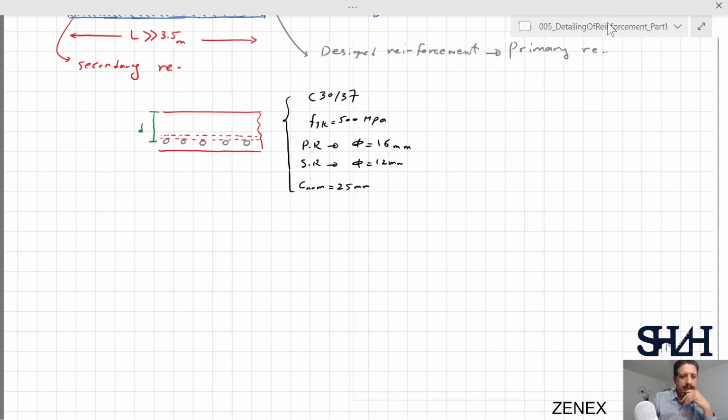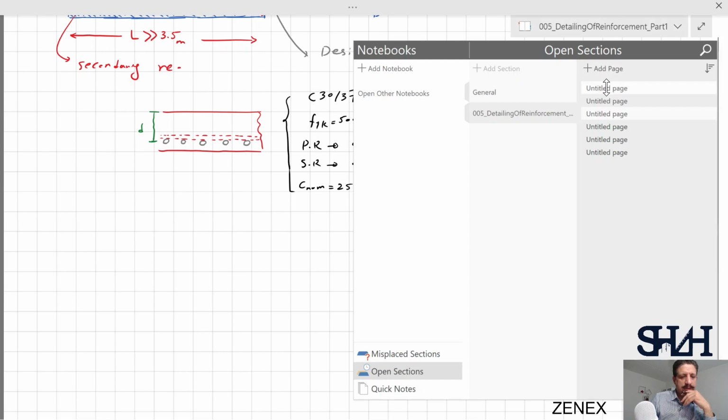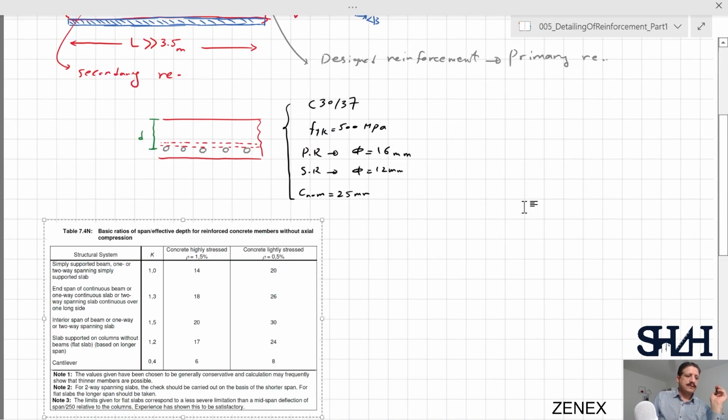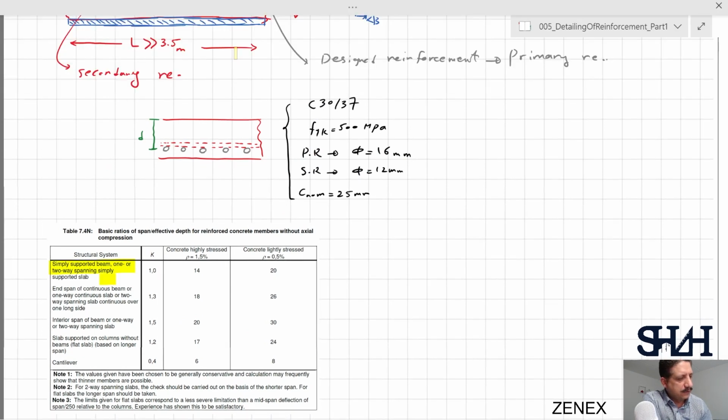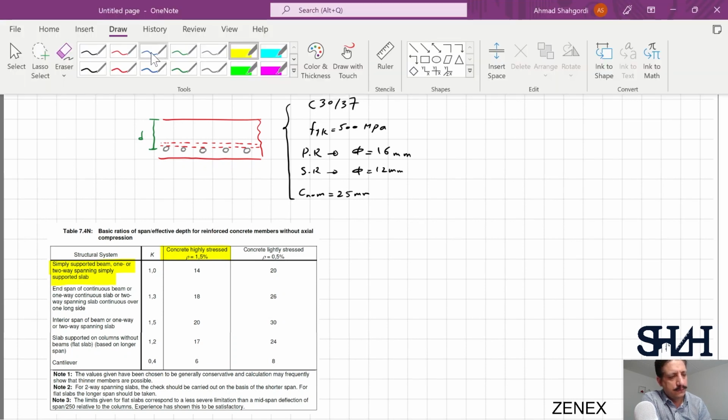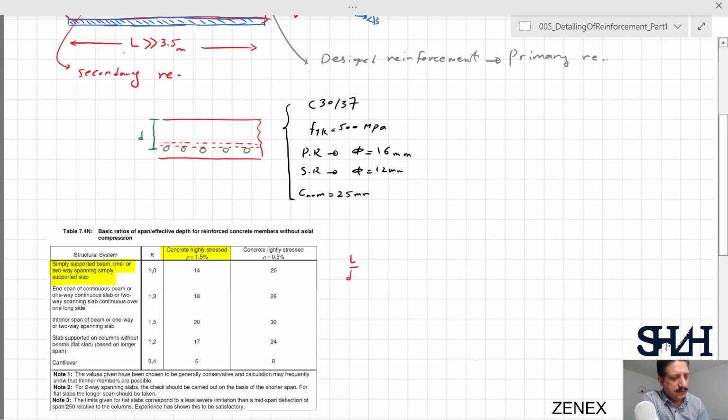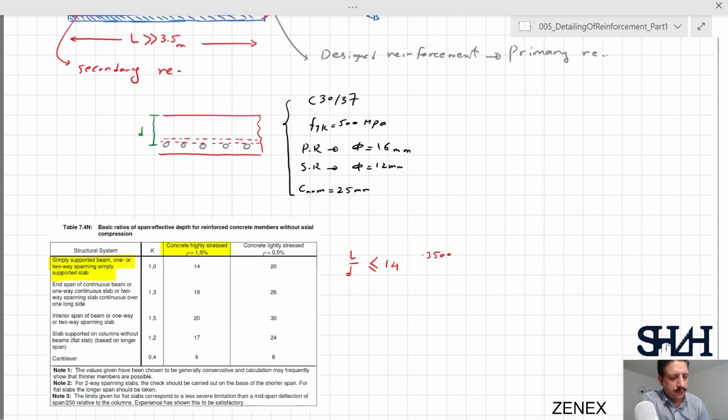So now, first of all, we need to check what is the required depth. As far as it's simply supported on both sides, then this is our structural system. And if you want to be conservative, for now we can go with highly stressed, rho equals 1.5%. As a result, L over d should be less than 14. If the length is 3.5 meters, then d should be greater than 3500 divided by 14. It's 250 millimeter. This is the effective depth.